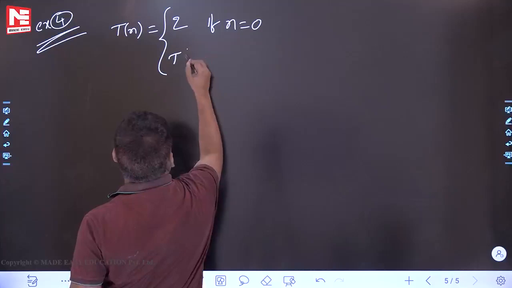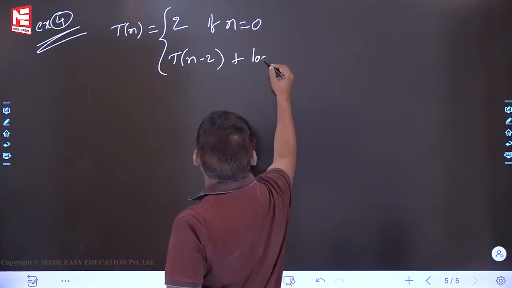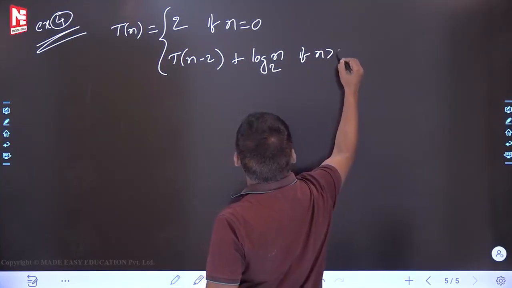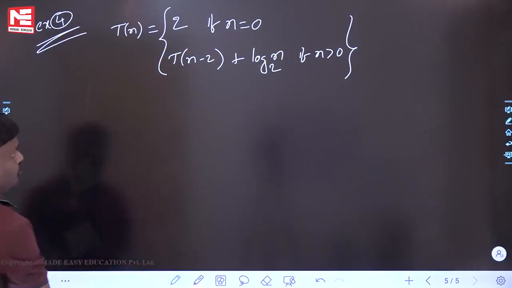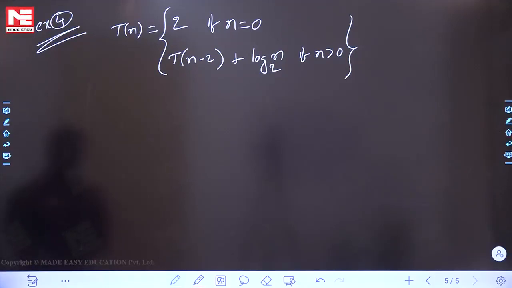Next one, Tn minus 2 plus log n base 2 if n is greater than 0. So Tn is equal to 2 if n is equal to 0, and Tn is equal to Tn minus 2 plus log n base 2 if n is greater than 0. It is the given problem. How to solve this problem, we'll see now.